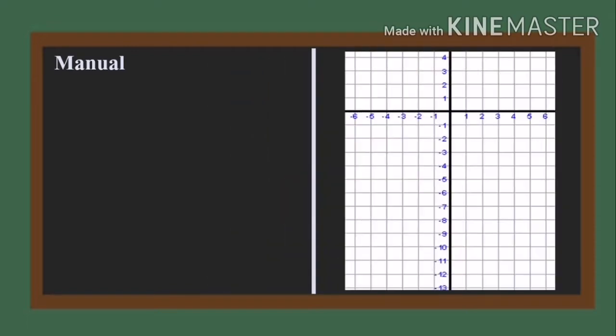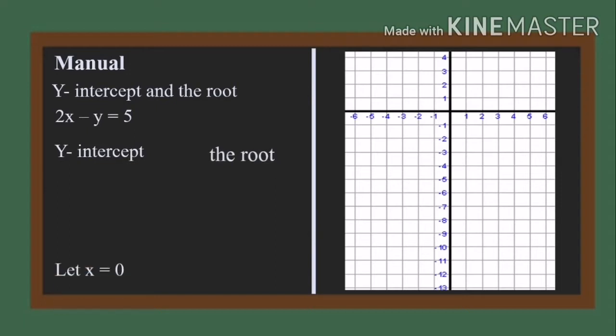The first thing we need to do is to get the y-intercept and the root, or the x-intercept. To get the y-intercept, let x is equal to 0, and to get the value of the root, let y is equal to 0. Now, let us graph the first equation, which is 2x minus y is equal to 5.